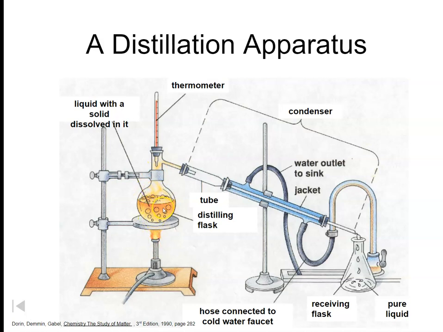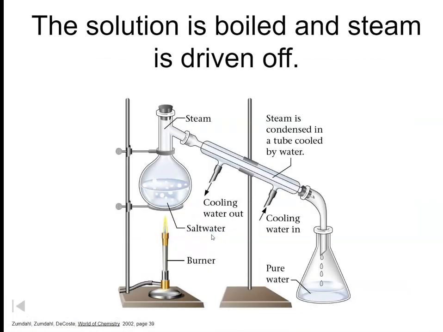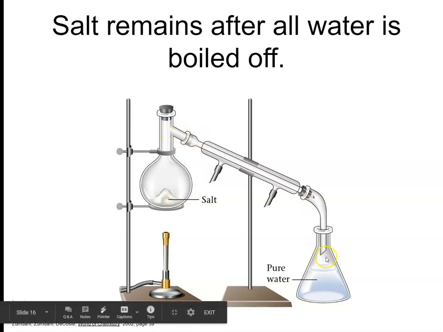You heat up the fluid, that solvent, get it to a certain temperature, and then it starts to condense into a liquid. It goes through this cooling condenser, and the liquid will be received over here in the receiving flask. So that's called distillation. So again, the solution is boiled, the steam is driven off, and then we can collect it. So if we wanted to collect the salt from a solution, the salt would be left behind, and the solvent would be collected over here. We would have pure water, and we would have the salt.